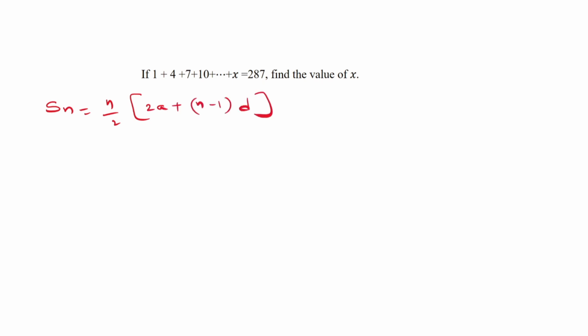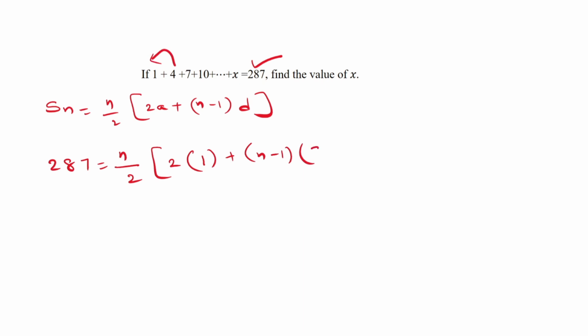Here Sn means what is the number he gave, the sum of all those terms, he gave us 287, right? So 287 equals, n value, how many terms are there, we don't know. So n by 2 as it is into 2 into a value, first term 1, plus n minus 1, n is unknown, into d, 4 minus 1, it is 3. 287 equals n by 2 into 2 ones are 2 plus, dividing this one, 3 into n is 3n, minus 3 ones are 3.